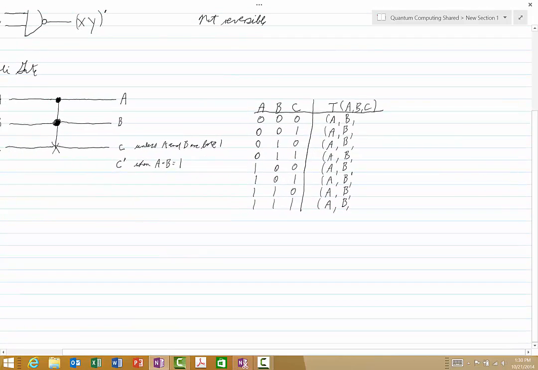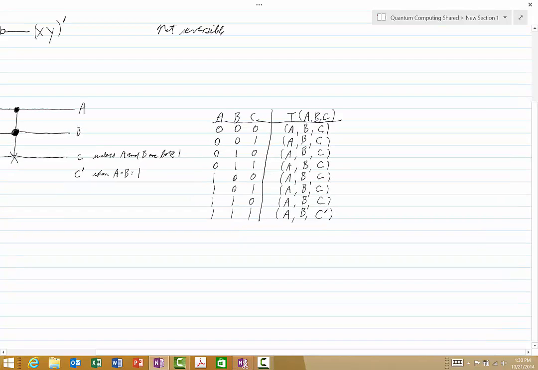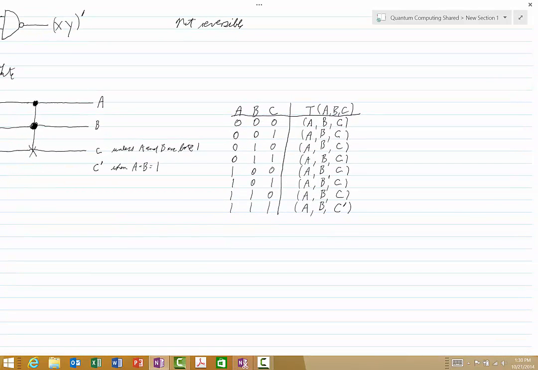So the first output will always be equal to the first input. The second output will always be equal to the second input. But what about the third one? Well, it will always be equal to the third input, except in the last case when A and B are both equal to 1, and then in that case it will be equal to C prime. Okay, so this is what we have for all of the different cases.